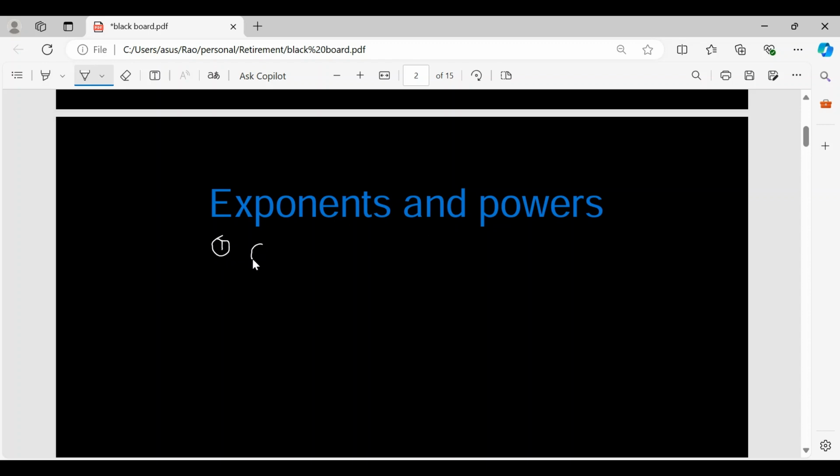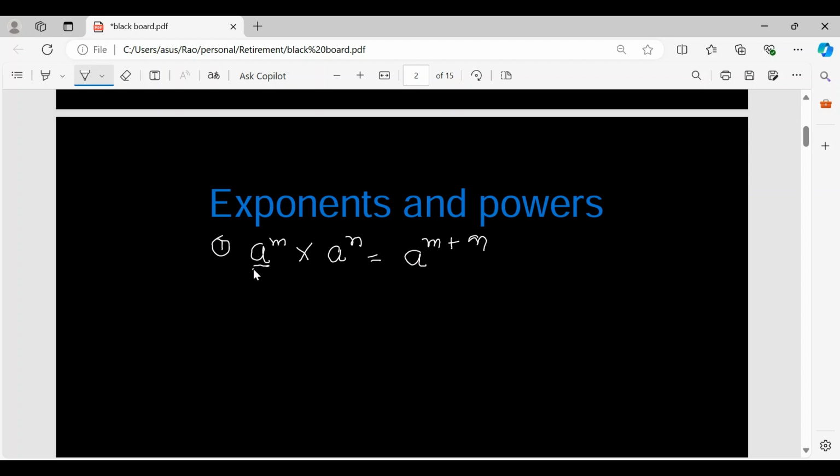Where we can write them as a^m into a^n equal to a^(m+n). Here I am telling you this is the base.